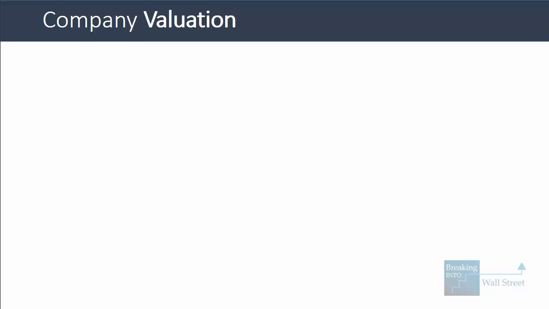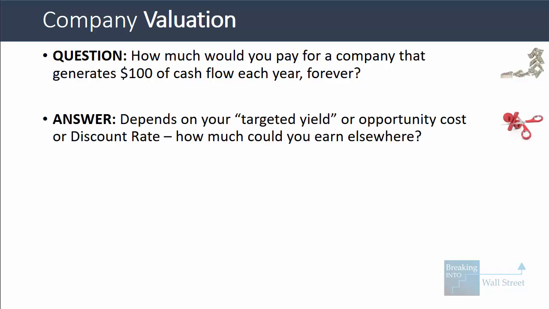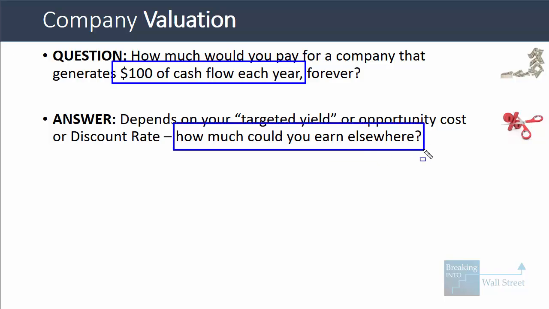Let's start with company valuation at a basic level. The question to think about here is, how much would you pay for a company that generates $100 of cash flow each year forever? The answer to this question depends on your targeted yield, or your opportunity cost, or your discount rate, whatever you want to call it. It represents how much you could earn elsewhere, and how much you'd be willing to pay for this $100 of cash flow every single year depends on what your other options look like.